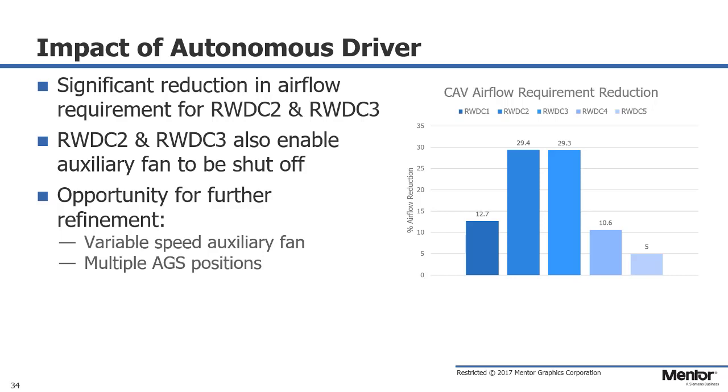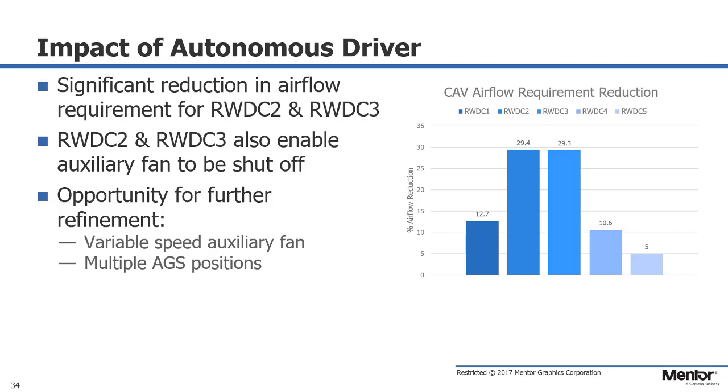So I'll give you a summary of the impact of the autonomous driver on the low temperature cooling system. We did see significant reduction in airflow requirement both for rear-wheel drive cycle 2 and rear-wheel drive cycle 3, as we can see here at over 29%. For both of those drive cycles, again, not only could we shut off the fan, which reduced the airflow, it also meant that we weren't running an electrical component. We also realized that there's actually further opportunity for refinement here as well.